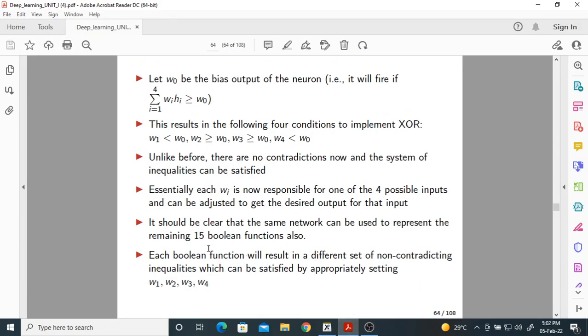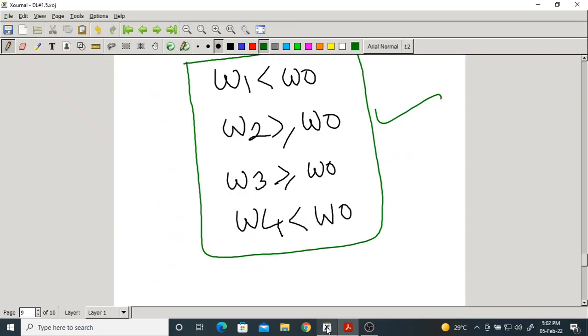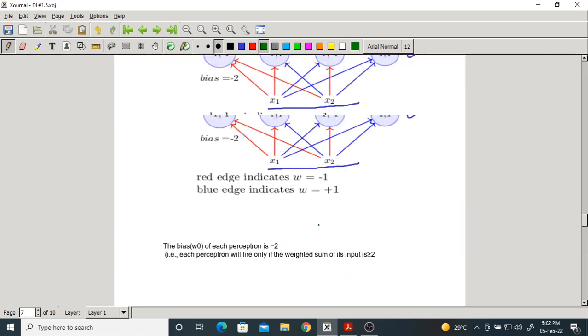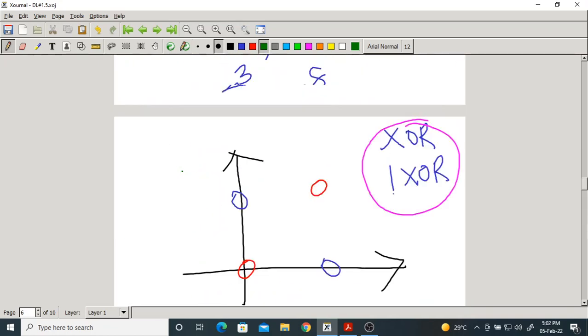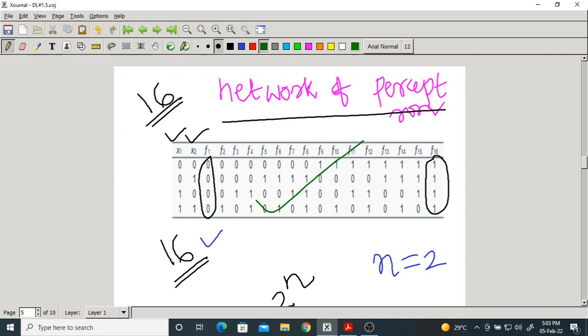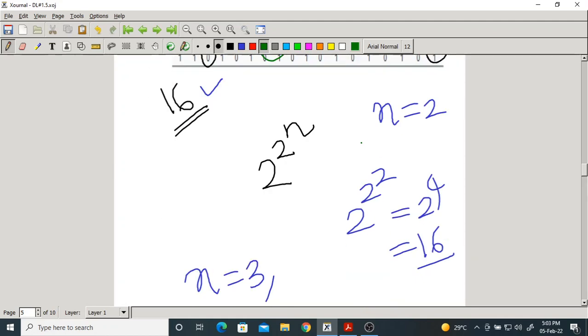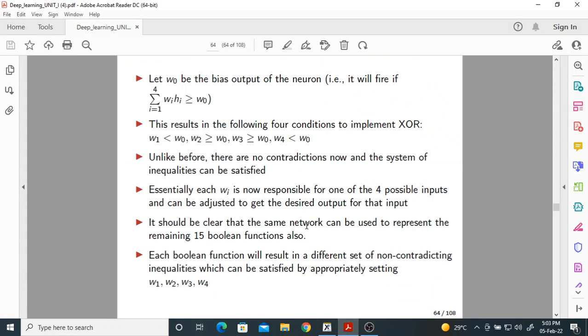Now it should be clear that the same network can be used to implement the remaining 15 Boolean functions also. Very important point: using this network of perceptrons, we can implement all 16 Boolean functions, irrespective of whether they are linearly separable or not. All these Boolean functions can be implemented using a network of perceptrons. All two-input Boolean functions can be implemented using a network of perceptrons. That is proved.